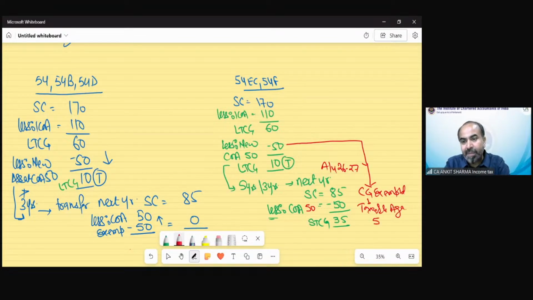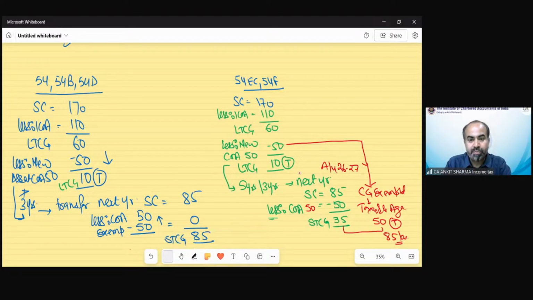So 50 lakh capital gain was exempted earlier. This is going to be taxable again in the year in which the asset is transferred. So you can see the total taxability is again 85 lakh, which was in this case also. So over here also, if you apply the condition of 54, 54B, 54D, the gain would be the same 85 lakh. And you can see if we follow 54EC and 54F, again the total value of gain would be the same, but there is one change.